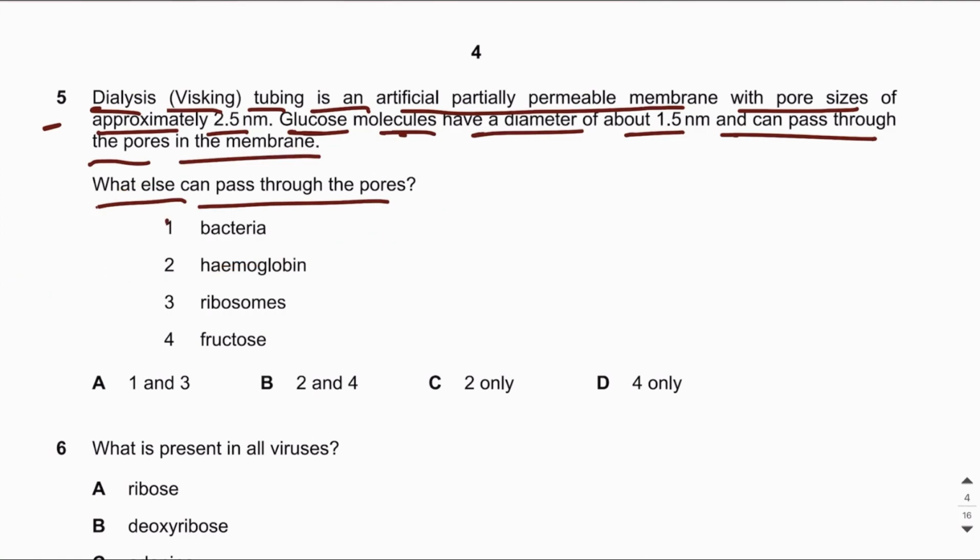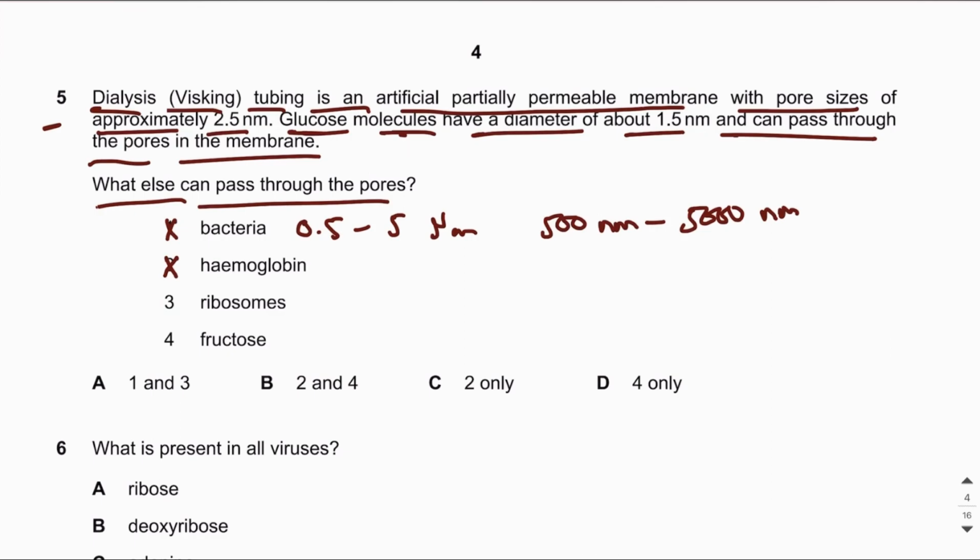So bacteria cannot pass through these pores because the size of bacteria is 0.5 to 5 micrometers. If we convert this into nanometers, this will be 500 nanometers to 5000 nanometers, and this cannot pass through the pore, which is 2.5 nanometers in diameter. Hemoglobin cannot pass as well. That's because hemoglobin is a large protein molecule. It is made up of many amino acids.